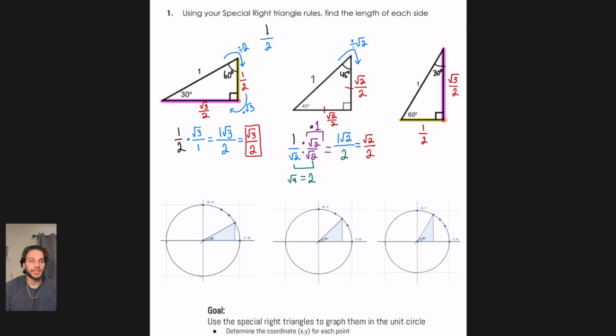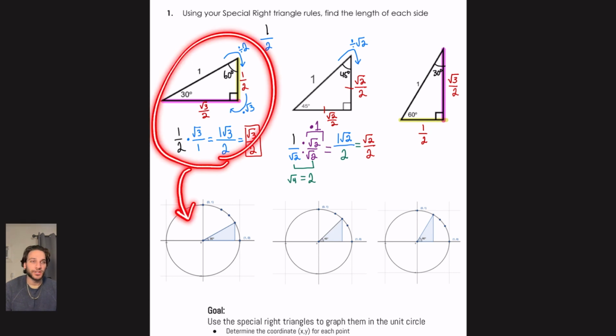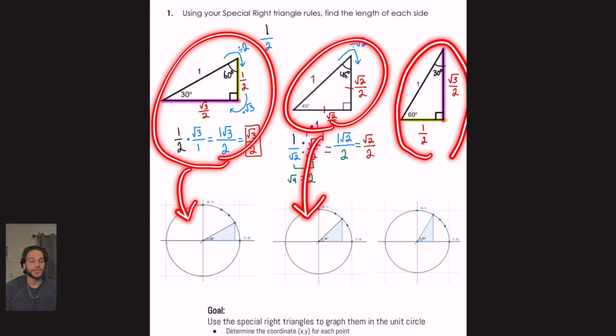And what we're going to be doing is using these triangles to graph them onto the unit circle. So this first one is going to go with this triangle. The second one is going to go with this one. And the third one is going to go with this one.